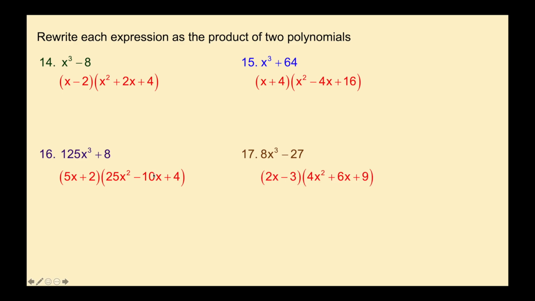And then finally for 17, here, signs are the same, then the opposite, and then always positive. So from here, the cube root of 8 is going to be 2. The cube root of x to the third is x. Then the cube root of 27 is 3. Then from there, 2x, if I square both of those, gives me 4x squared. 3 squared is going to give me 9, which goes here. Then my middle term comes from multiplying 2x and 3 together, giving me 6x right here.